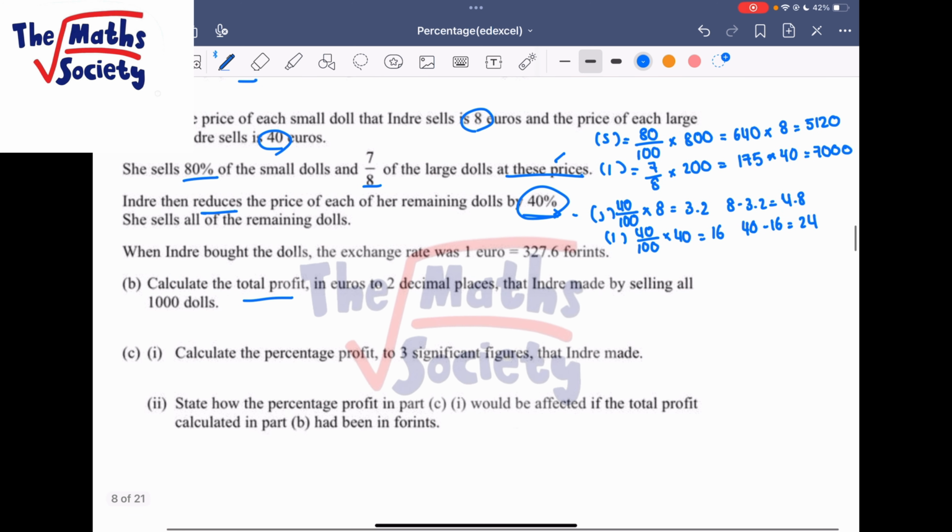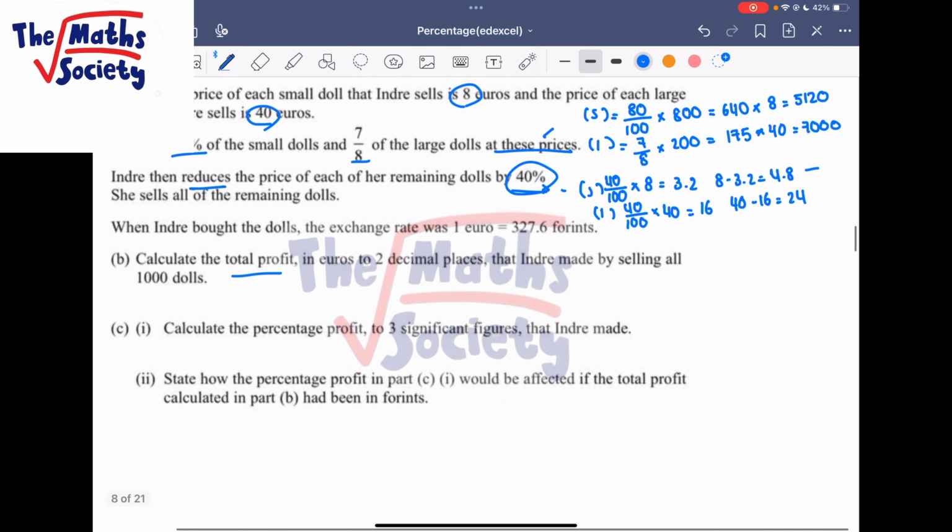And we didn't know the number of the remaining dolls to know how much she got from selling with these prices. So we know she was selling 640 out of 800 for small, so it means she was left with 160 small dolls, and she was selling them at 4.8 euros, so that would make up to 768 euros. And then for the larger doll, she sold 175 out of 200, so it means she was left with 25 dolls, and she was selling them at 24 euros, so that would mean she was making 600 euros.